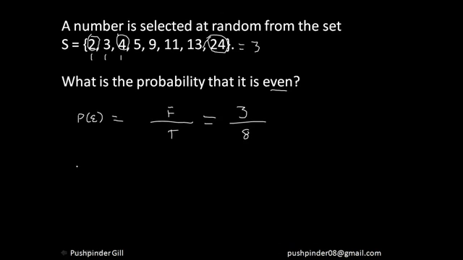Similarly, if I had to select an odd number out of this set, then it would be easier. The total number of cases is 8, and if you count 1, 2, 3, 4, 5, the numbers are odd. That means the probability of selecting an odd number from this set is 5 by 8. So I hope everyone is understanding here, right? It's a very simple question just to explain what probability really is.